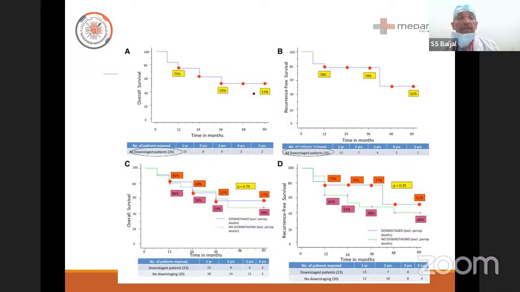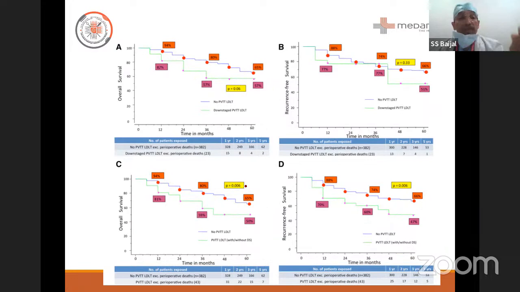Trying to say that the overall survival definitely in patients who were downstaged was better than if you were to get them to transplant without downstaging, which happened in a small group of patients nearly 10 years ago. The most interesting data was that patients with PVTT who were downstaged and then transplanted, when compared to patients who had no PVTT and received LDLT upfront, the results were tending to come together, trying to say that if downstaging can be done effectively, the downstaging could convert patient behavior to as if they had no PVTT.